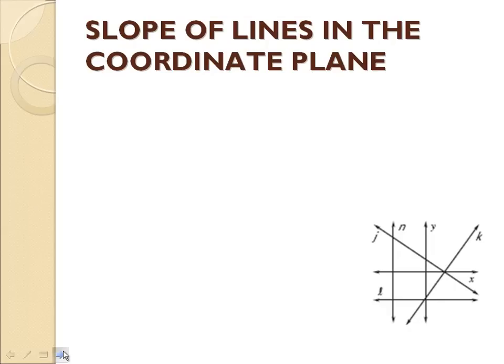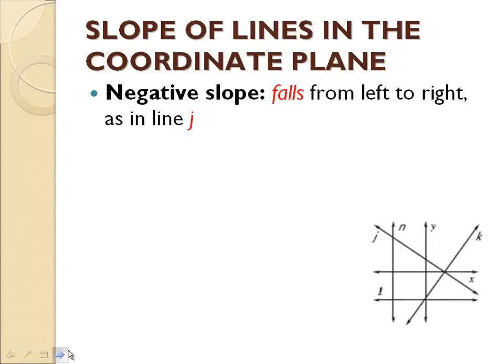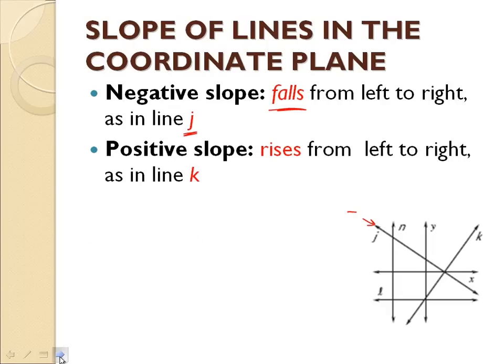So slopes of lines in the coordinate plane, we've got a few different types of slopes here. A negative slope falls from the left to the right, like line J. So line J right here has a negative slope. A positive slope rises from left to right, like line K. So right here, K has a positive slope because it's going up.